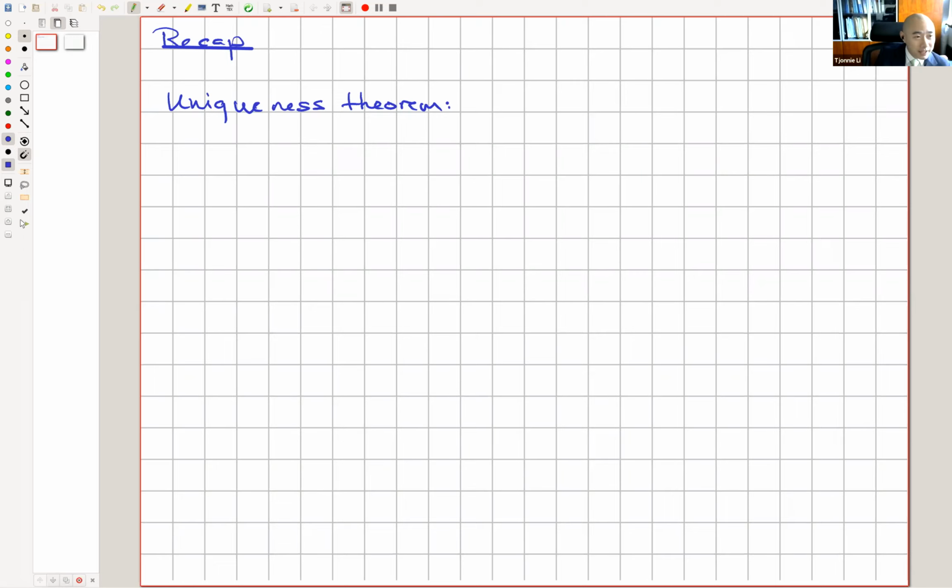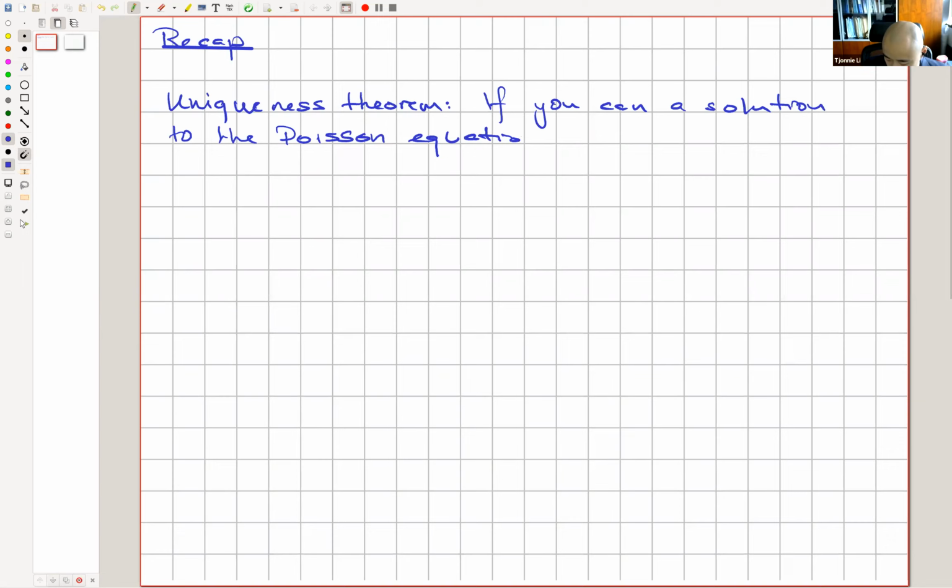Returning to the lecture, the uniqueness theorem. I'm not going to give you the big, long mathematical definition, but one thing that is important to know about the uniqueness theorem is that if you can find the solution to the Poisson equation plus the boundary conditions, then you're guaranteed that those are unique solutions.